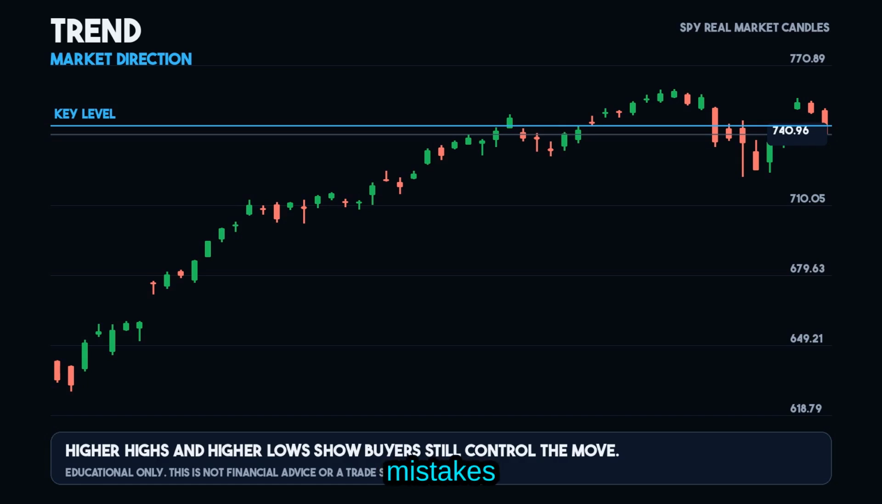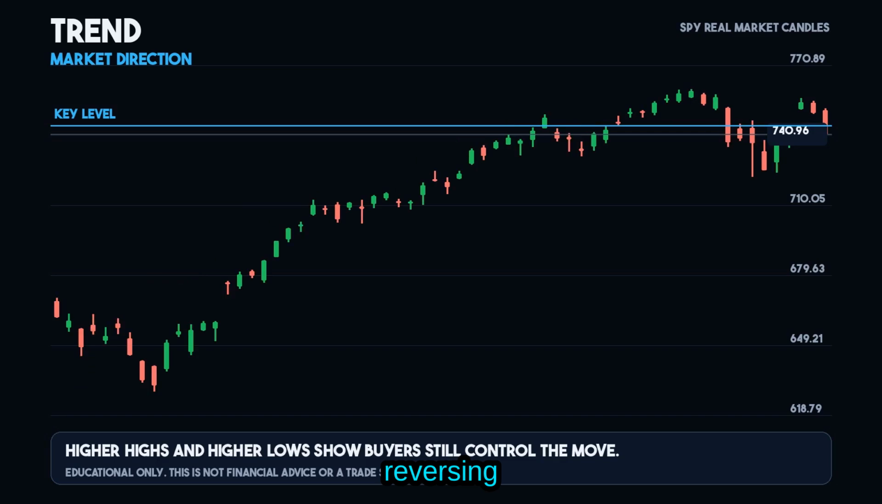Common beginner mistakes occur when traders misidentify higher highs and lower lows, or assume that a trend is reversing too quickly. To avoid these mistakes, it's crucial to practice patience and focus on the long-term picture. Don't get caught up in emotions, and don't make impulsive decisions based on short-term market movements.